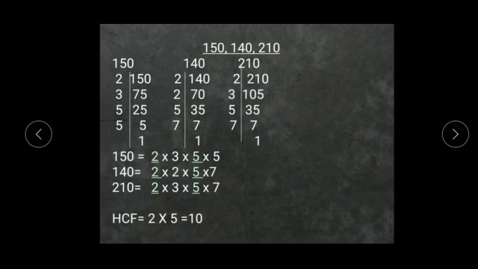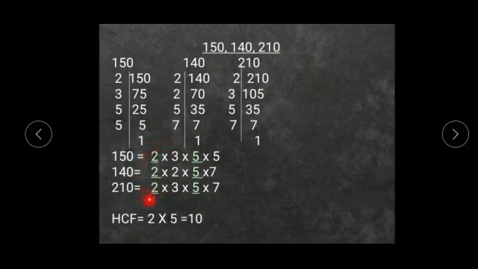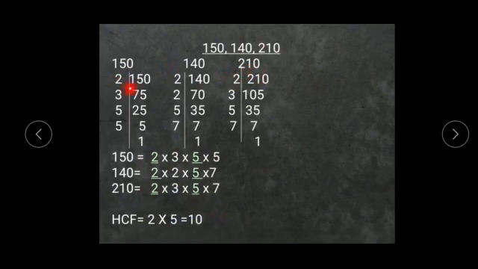Let us see another example. By the division method only we are finding the prime factors. So I have found out the factors of 150, 140 and 210. In that, factor 2 is common in all the three numbers and factor 5 is common in all the three numbers. So I am taking common factors 2 and 5. So the product of factors 2 and 5 is 10. So 10 is the highest common factor which is common in all these three numbers and which will divide all the three numbers equally without leaving any remainder.